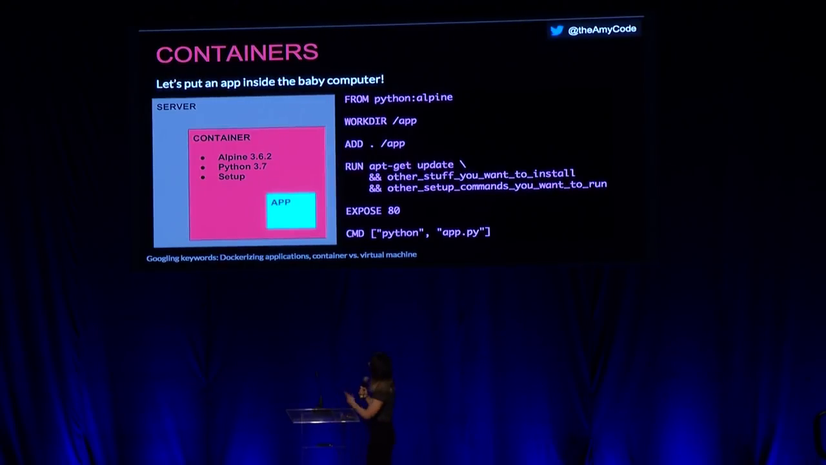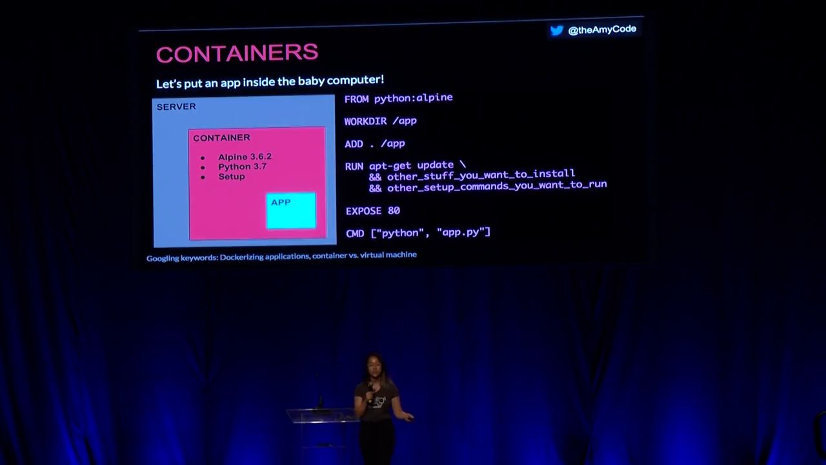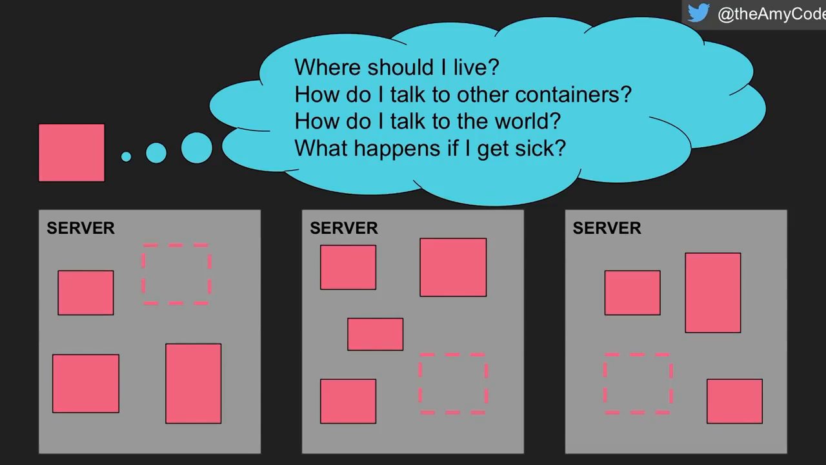So what we're doing now is putting an application inside a baby computer. On your left there is a pictorial representation of what's happening. Locally, you're developing, right? You have all these versions and operating system differences that you don't want to deal with when you are developing into production. So here I have Alpine 3.6.2, Python 3.7, and then a bunch of setup scripts. And I'm copying my application binary into my container, and I'm exposing port 80 to expose my baby computer to the entire world, right?